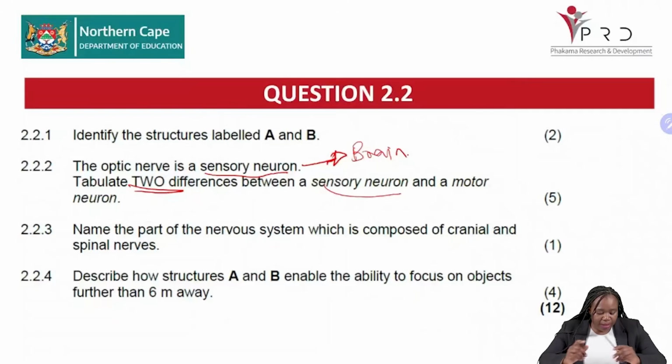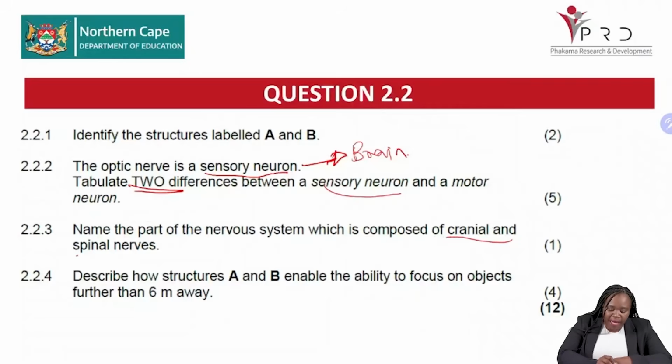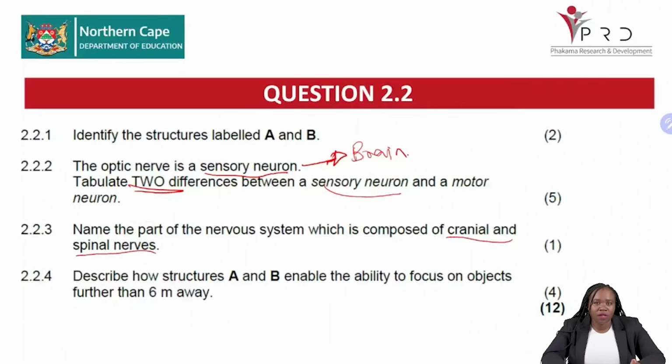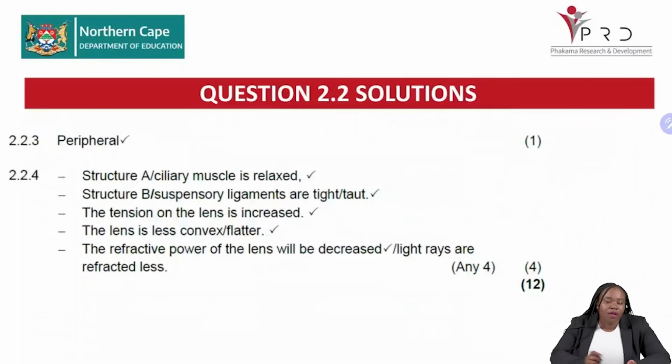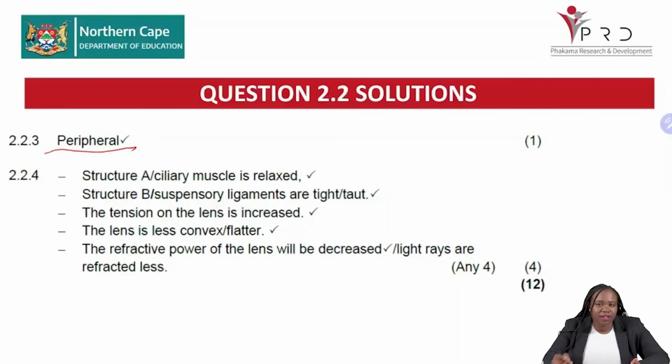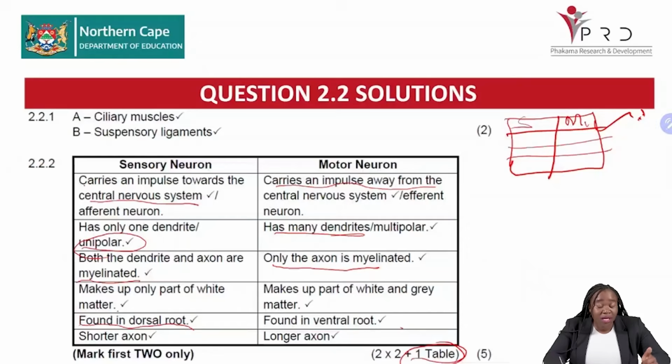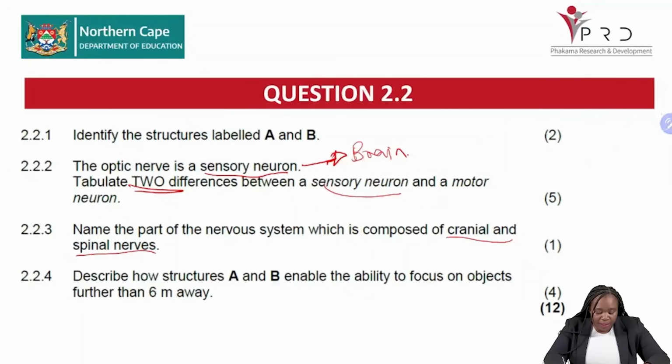2.2.3, it says name the part of the nervous system which is composed of the cranial and the spinal nerve. So here, when we are looking at anything that is outside of the central nervous system, we are then looking at the peripheral nervous system. So the peripheral nervous system is made up of the cranial and the spinal nerves.